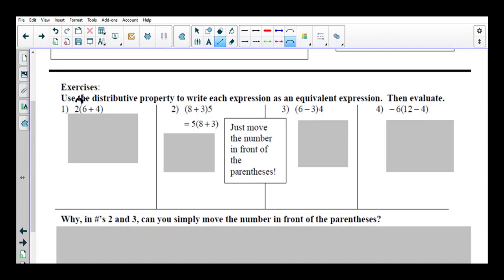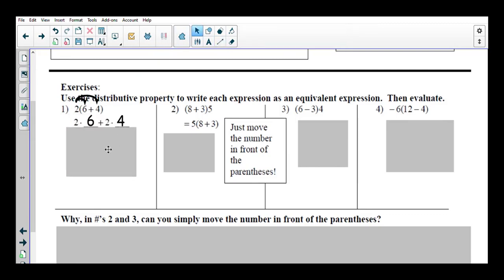I'm just going to put some little arrows in here. Sorry, 2 times 6, and then add on 2 times 4. So I'm going to take 2 times 6 plus 2 times 4. So I start by writing that because it does ask us to use the distributive property to rewrite the expression as an equivalent expression. Now evaluate. 2 times 6 is 12, 2 times 4 is 8, and 12 plus 8 is 20.